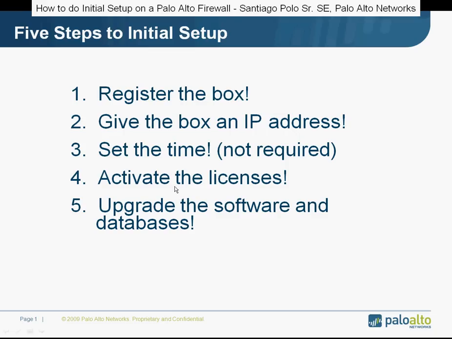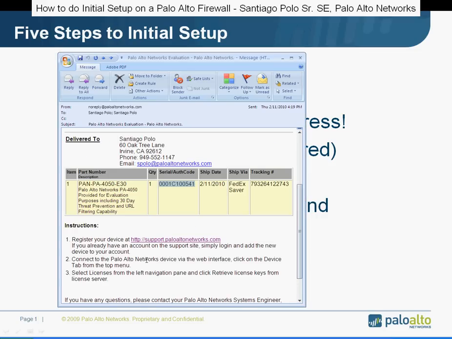In this video, we're going to be talking about doing initial setup of the Palo Alto firewall. Before we begin, you'll need to be a little bit prepared. The absolute first thing you should have available is an email from Palo Alto that will tell you that the box is registered and that licenses are active. If you don't have this email, please contact your local Palo Alto sales team.